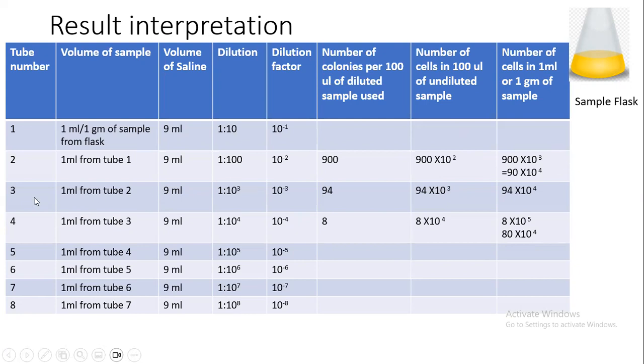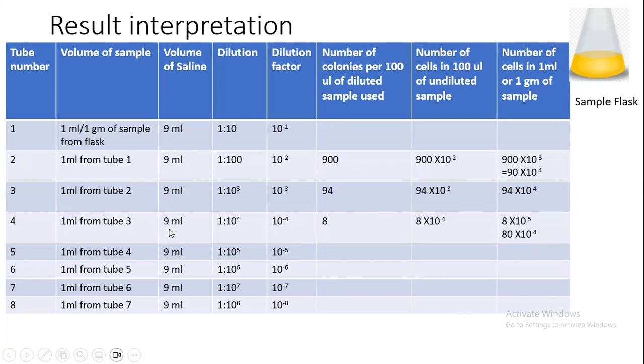Now, similarly, suppose in my third tube, which has a dilution factor of 10 to the power minus 3, I have plated 100 microliters on my Petri plate, and after incubation, I got 94 colonies. So that means in my undiluted 100 microliter of sample, there are going to be 94 multiplied by the positive dilution factor, that is 94 into 10 to the power 3 cells. So these are present in 100 microliter of the sample. If I want to find out how many will be present in 1 ml of the sample, I again need to multiply by 10. So the value is going to be 94 into 10 to the power 4 cells.